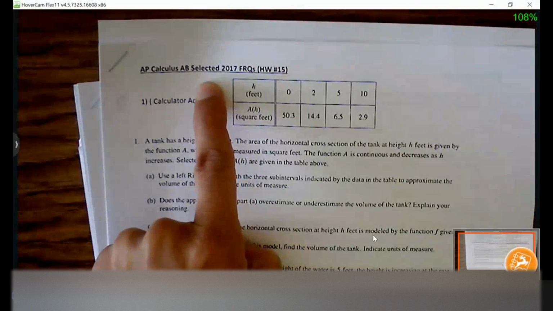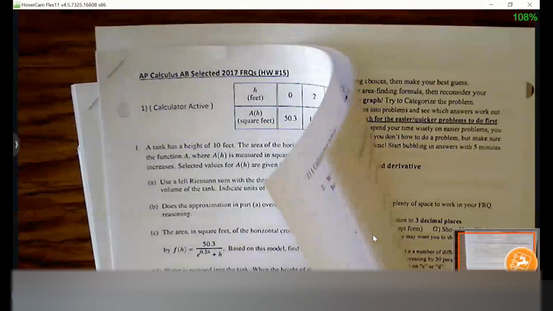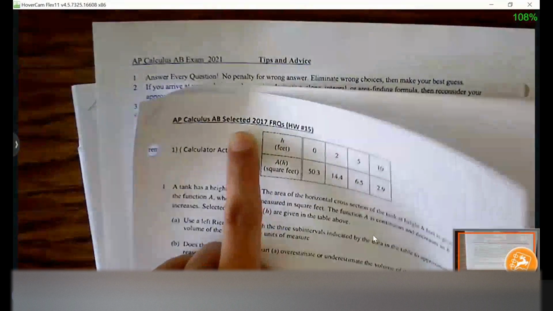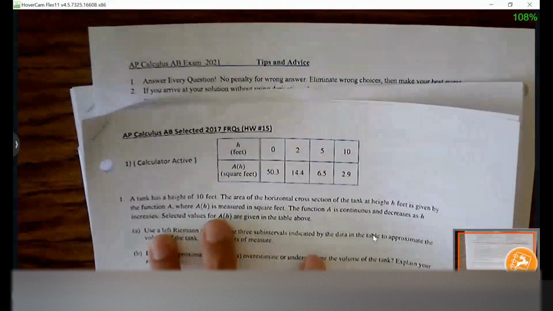Okay, so if you're in a classroom, you picked up this handout. These are the last two homework assignments, homework assignment 15 and homework assignment 16. If you picked up the packet, I put it all in the same packet. If you're looking online, I have it under yesterday's date and today's date. But these are the most recent FRQs, 2017, 2018, and then on Monday, we're going to do 2019's FRQs.